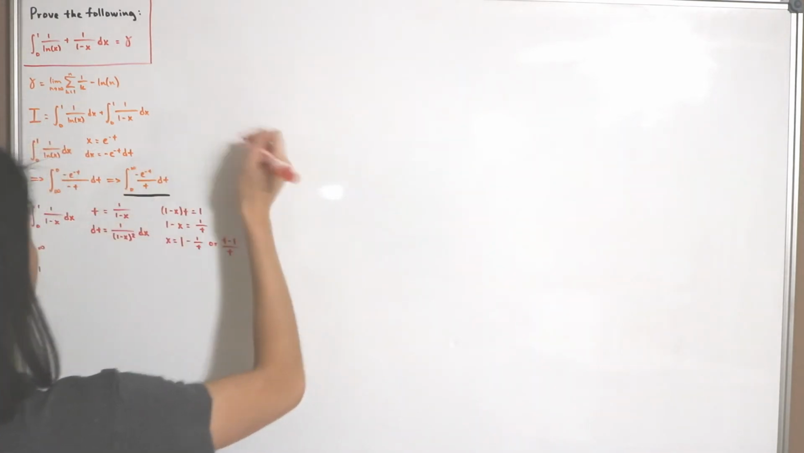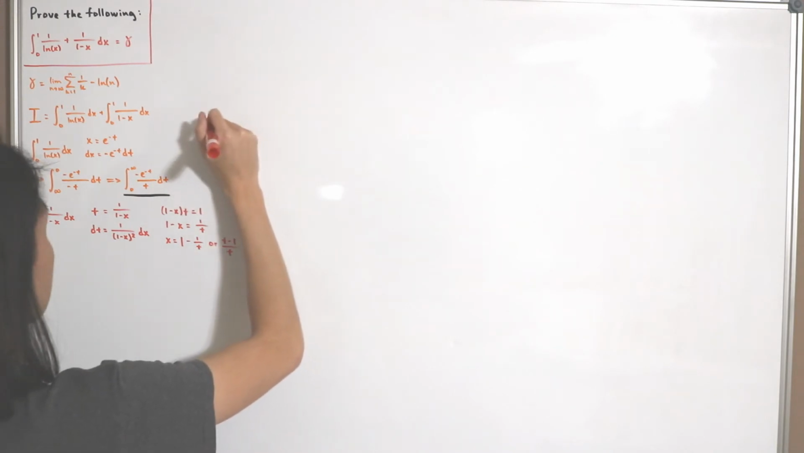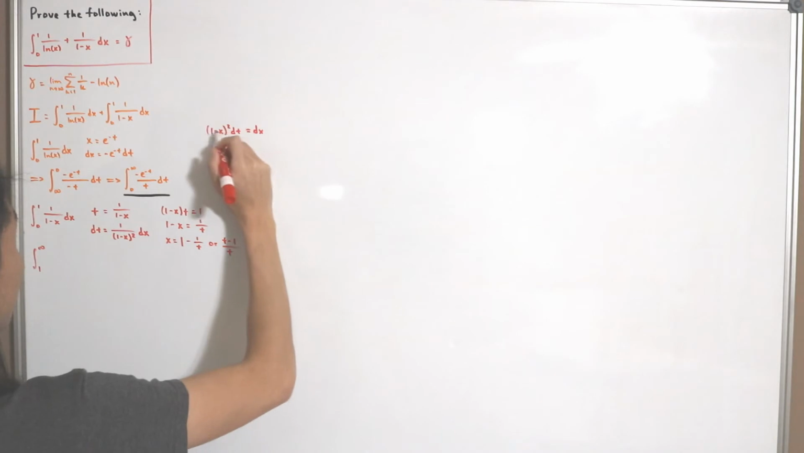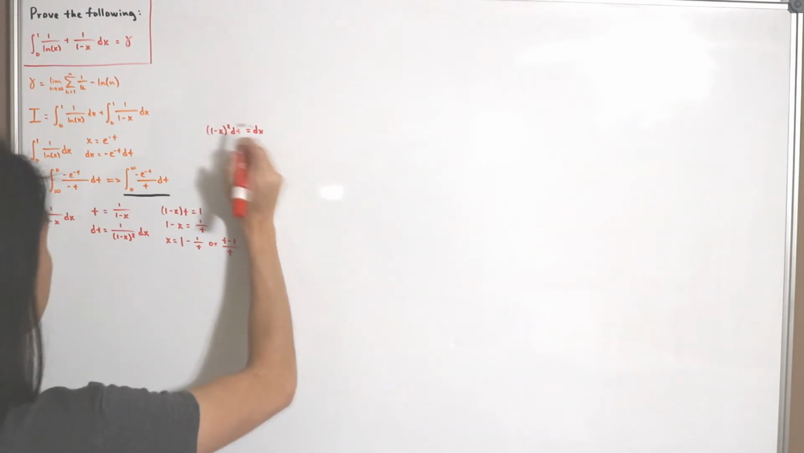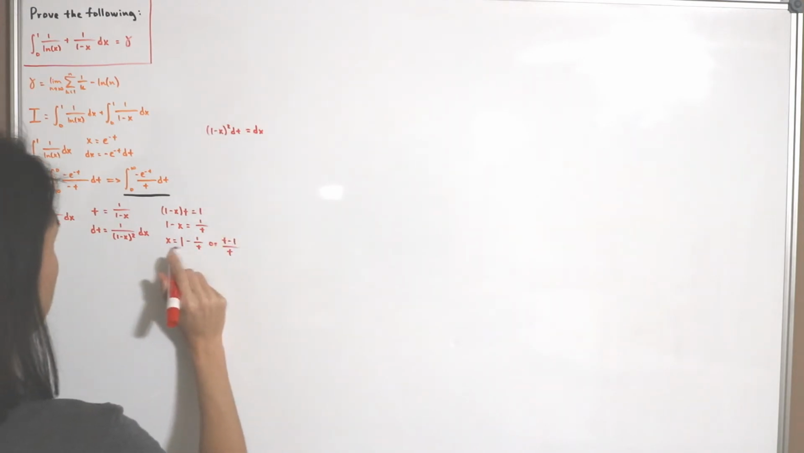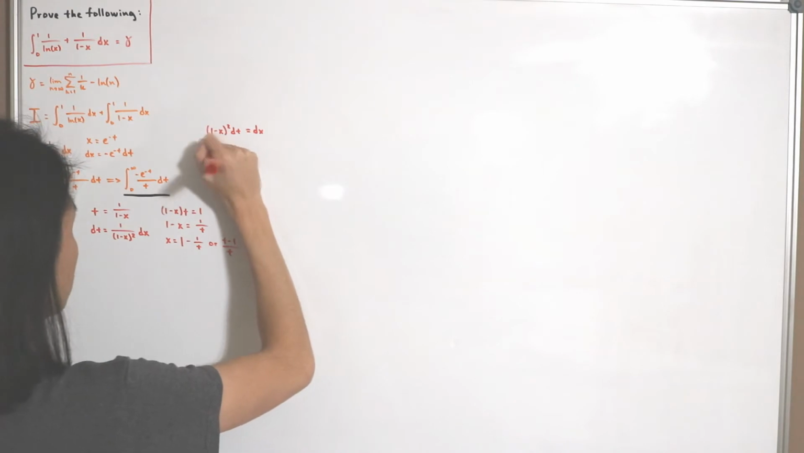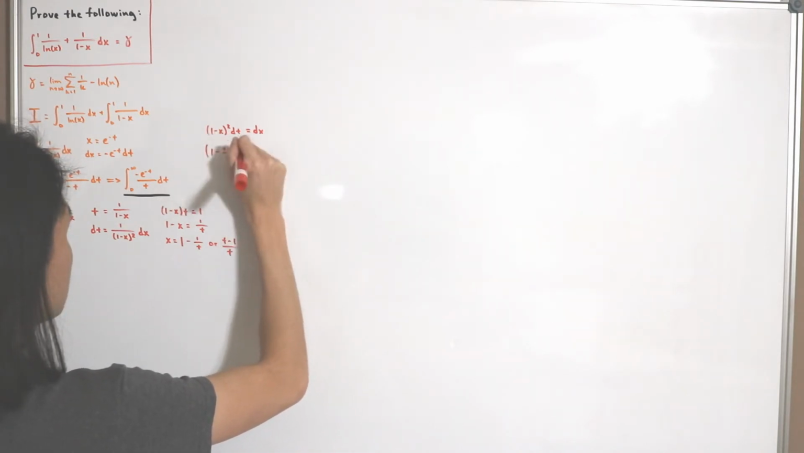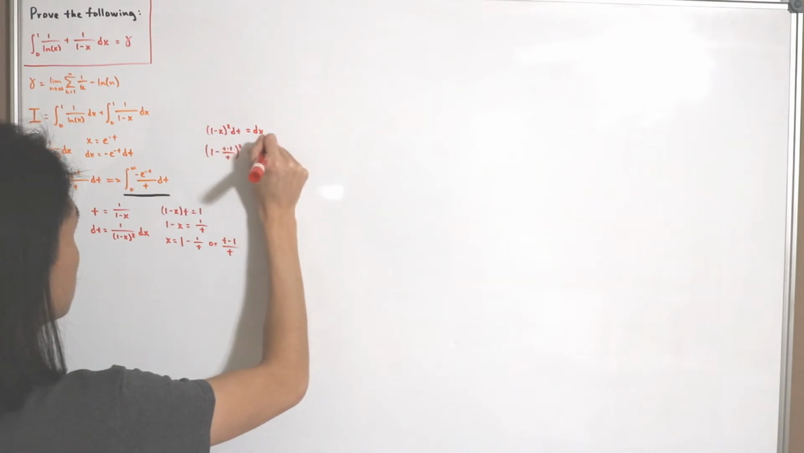So I'll multiply (1 minus x) squared to both sides. Let's see, dt equals dx. But I want everything in terms of t on this side, so I'll have to plug what we saw for x back here. So we have 1 minus (t minus 1)/t, squared, equals dx.